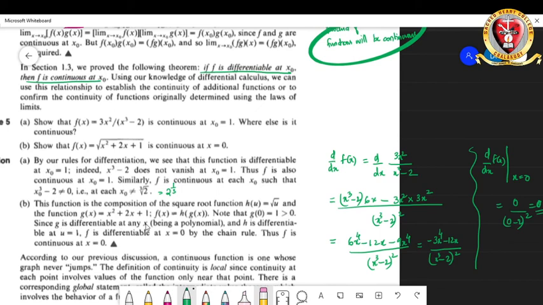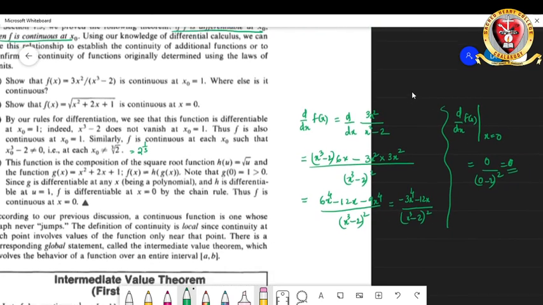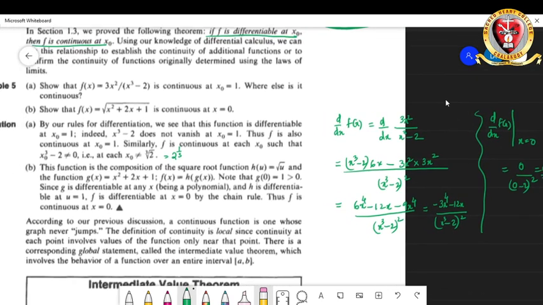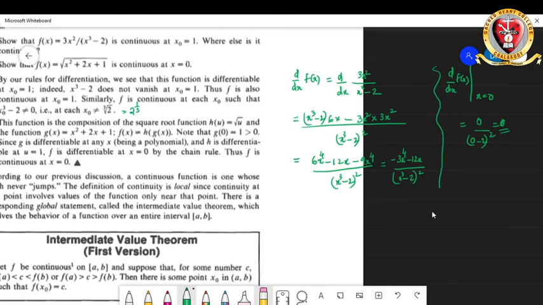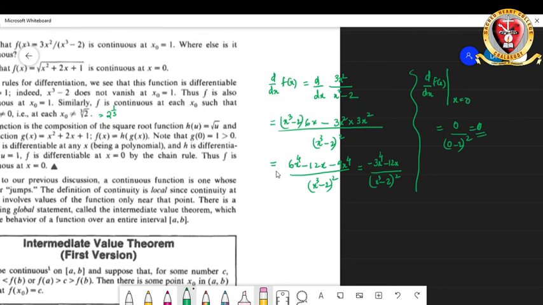And we have g to be differentiable at any x. And h is differentiable at u is equal to 1. So you get f is differentiable at x is equal to 0 by the chain rule. So the chain rule will enable us the conclusion that f is continuous.